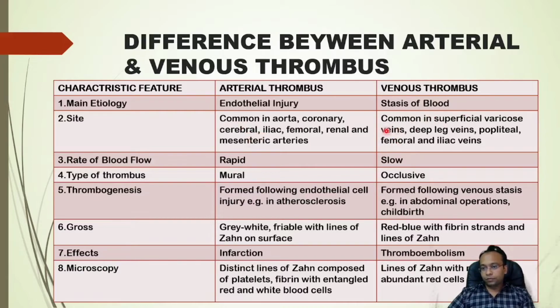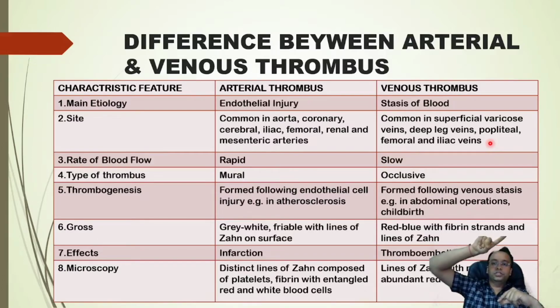All right. Venous thrombosis is common in superficial varicose veins of the leg, deep leg vein, popliteal vein, femoral, and iliac veins of the leg. So, if thrombosis develops in the leg area, then from the deep leg vein, the thrombus can travel to the pulmonary circulation and it can lead to pulmonary embolism, which can sometimes be life-threatening. So that is the importance of venous thrombus, in which the calf becomes red, painful and tender.